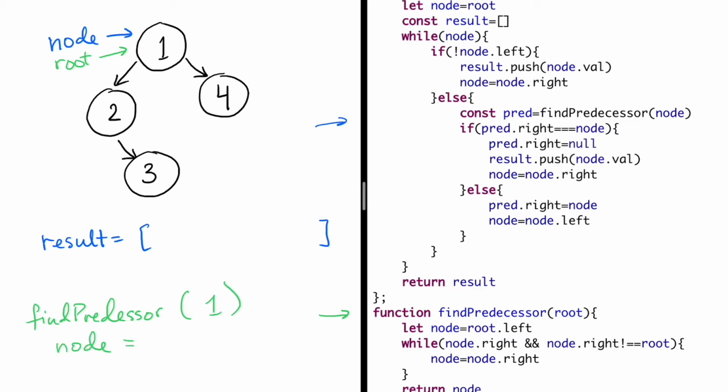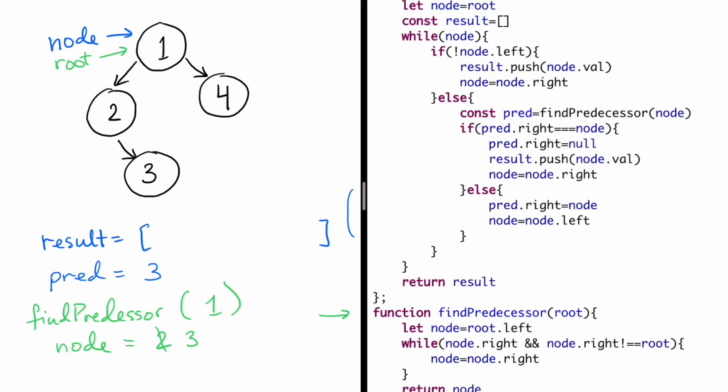And then it initializes node, which will be set to the left child of node. So it's going to be 2. And then while the right child of node exists and it does not equal the root, I will traverse to the right. The node will go to 3, and then since 3 doesn't have a right child, it will exit and return. And I will have that the predecessor will be equal to 3. Then I go on to check whether or not the right child of predecessor is equal to my node, and it doesn't. So I will execute the else condition.